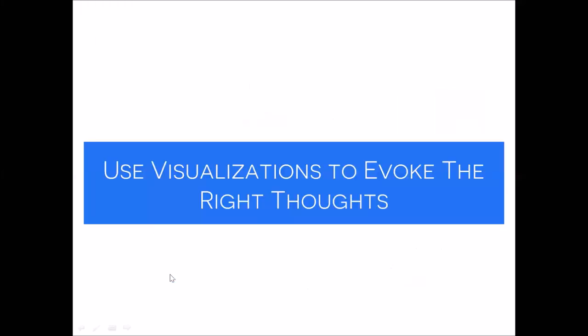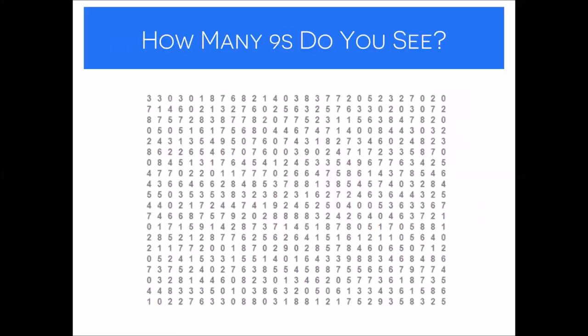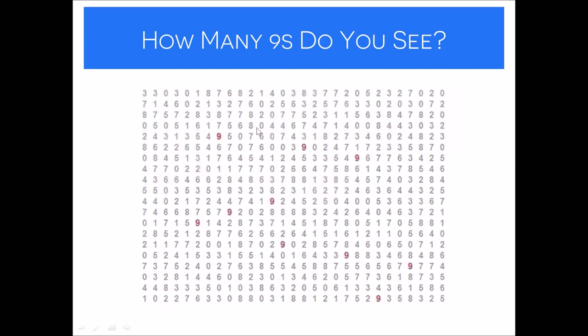So then I have a little bit of something on how visualizations should evoke the right thoughts. How many nines do you see? That's going to be really hard. You basically have to go through all the lines and count the number of nines. Or you can just highlight them. Highlight them, and now it's right here.